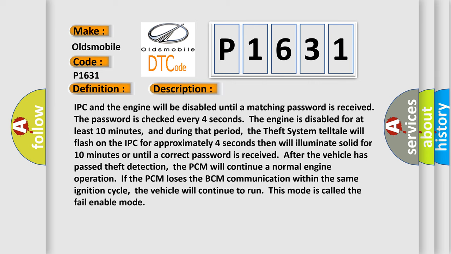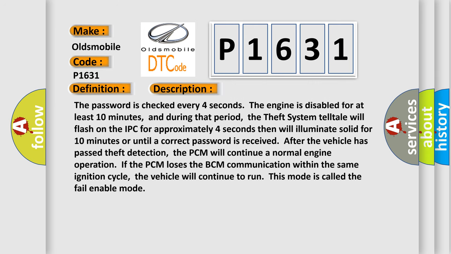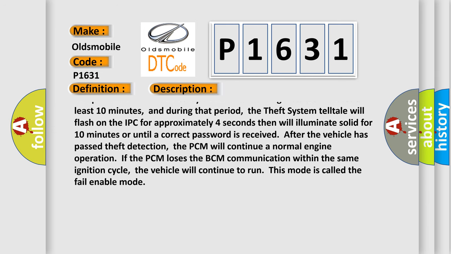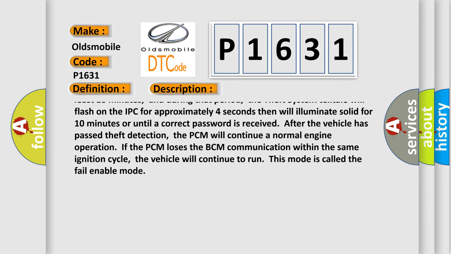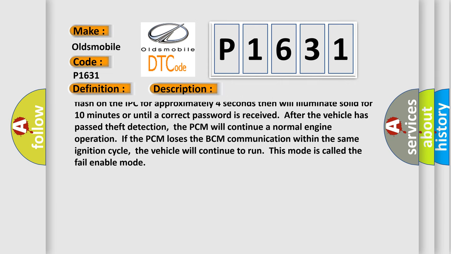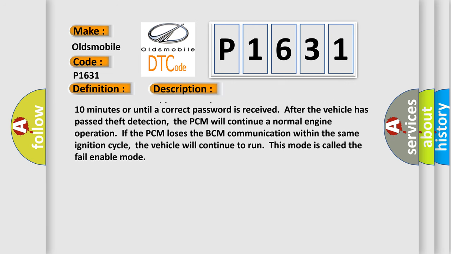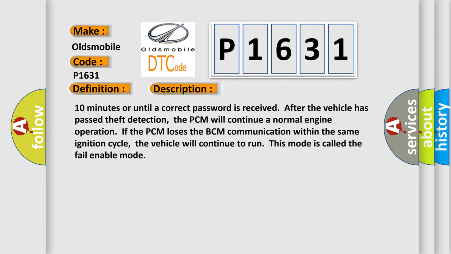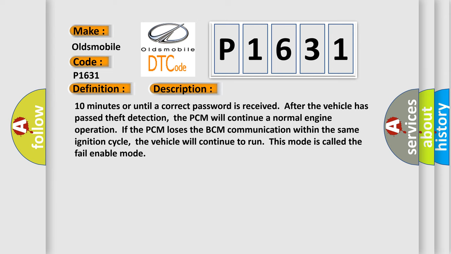The engine is disabled for at least 10 minutes, and during that period, the theft system telltale will flash on the IPC for approximately 4 seconds, then will illuminate solid for 10 minutes or until a correct password is received. After the vehicle has passed theft detection, the PCM will continue normal engine operation. If the PCM loses the BCM communication within the same ignition cycle, the vehicle will continue to run. This mode is called the fail enable mode.